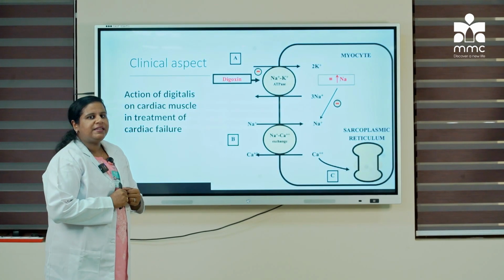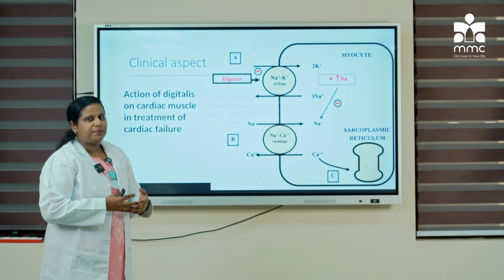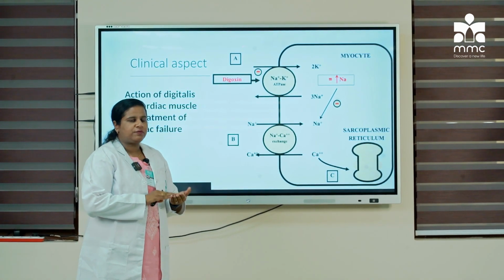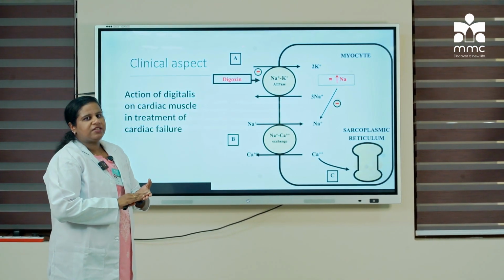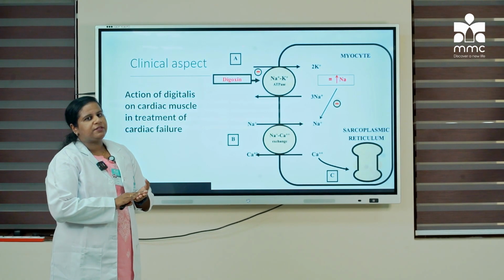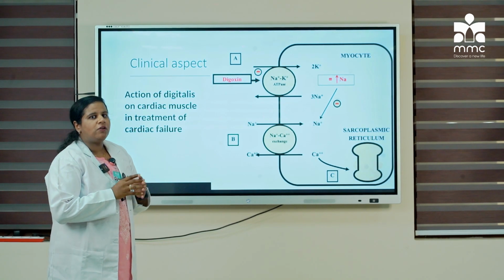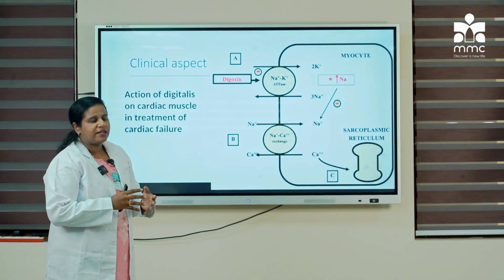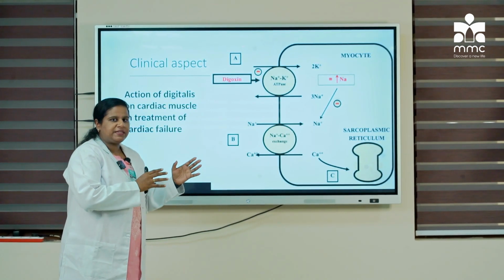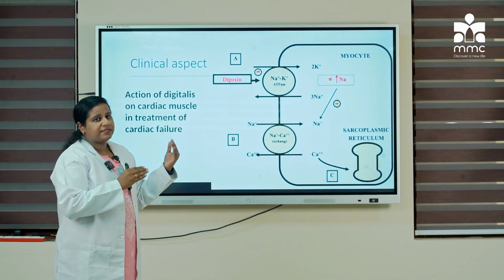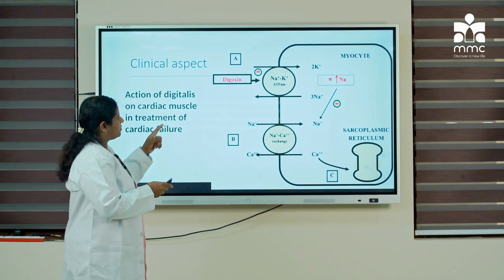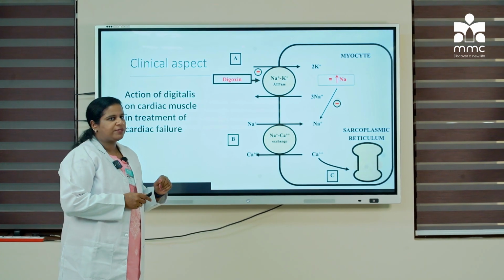So coming to the clinical aspects of the sodium-potassium pump. Anything that you learn in physiology has its application at the clinical level. So we are going to learn what is the application of the sodium-potassium pump. In treatment of cardiac failure, we use a drug called digoxin, which is a cardiac glycoside. Now this cardiac glycoside will bind to the glycoside binding site, or we call it the ouabain binding site that we saw earlier. So when it binds to the ouabain binding site, it causes inhibition of the sodium-potassium pump.